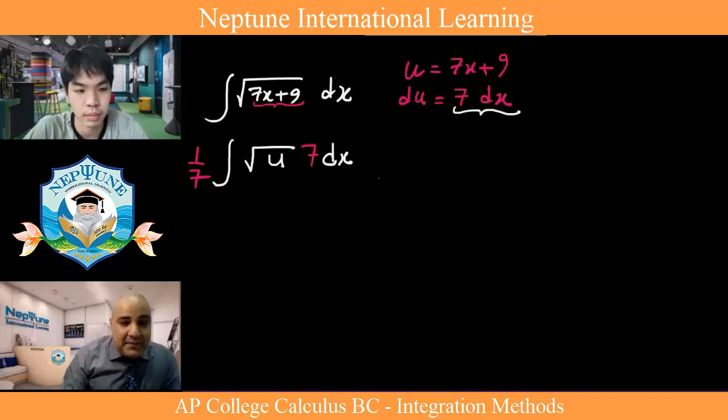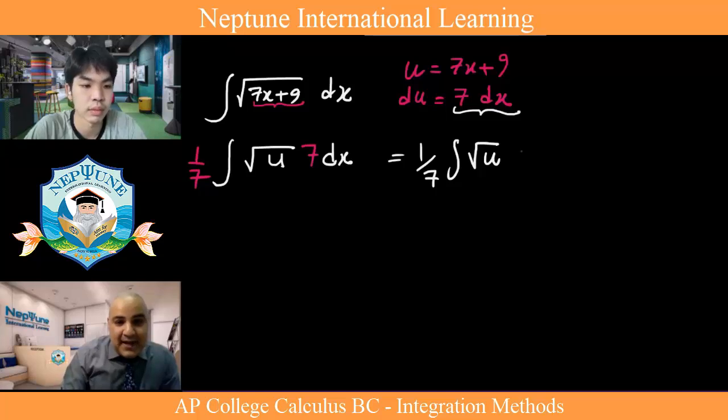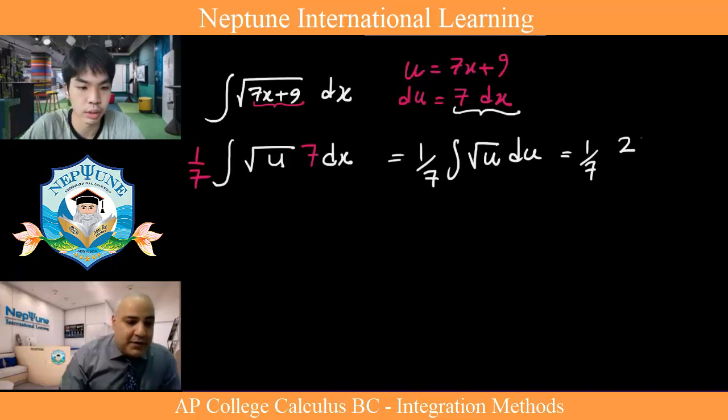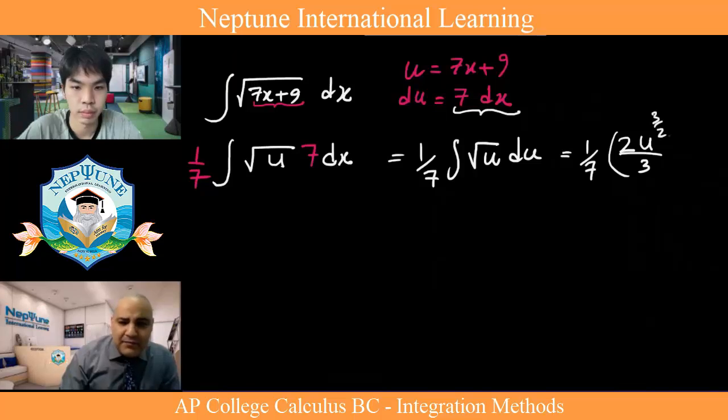So then it becomes equal to 1 over 7 root u, and then 7 dx is du. Back to our notes. How do we integrate root? Just change it to exponent. Over 3, and then to the power of 3 over 2, like that, plus c.